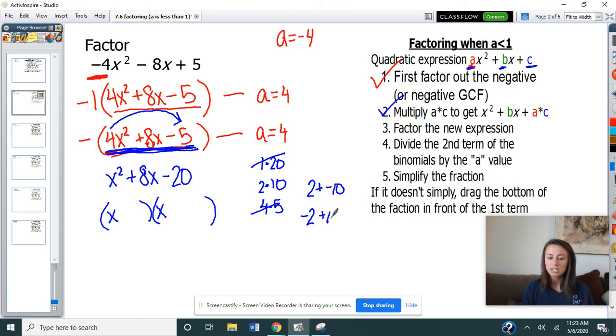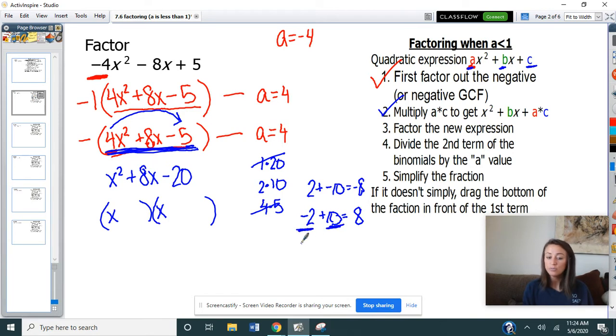Negative 2 plus 10. Remember, they have to add, which is what we're doing, to give you 8. 2 plus negative 10 is negative 8. We don't want negative 8. We want positive 8. And then negative 2 plus 10 is 8. So this is the guy we're going to use, negative 2 and 10.